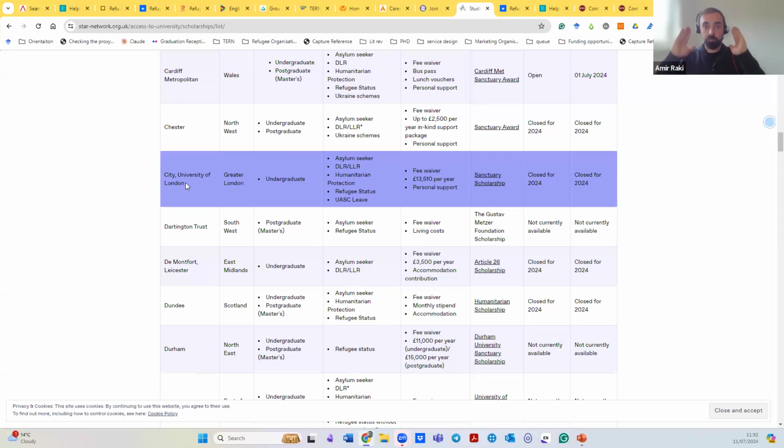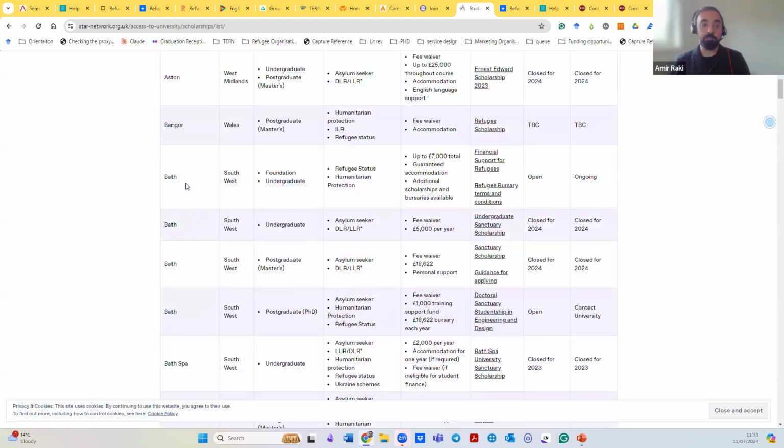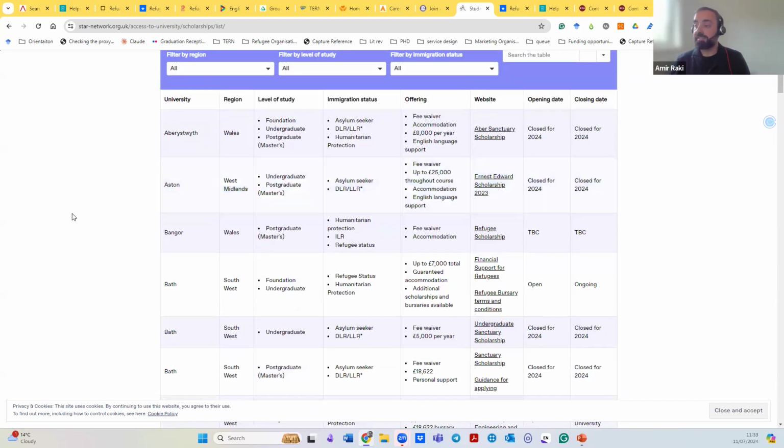So make sure that if you are planning to apply for scholarships, you go through the list and see which universities give a scholarship for the course and the level that you would like to study. The third thing that you need to have in mind: some universities only give a scholarship to asylum seekers, some to asylum seekers or refugees, some to asylum seekers, refugees, or people under humanitarian protection. Again, that's something that you need to check.